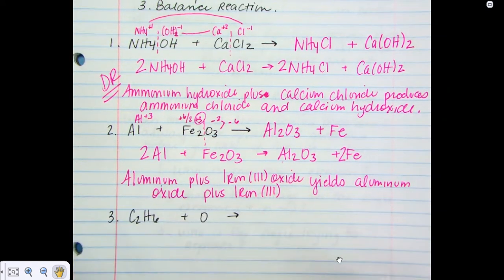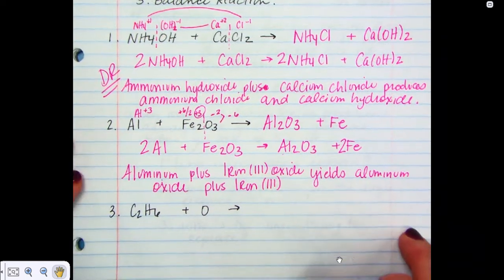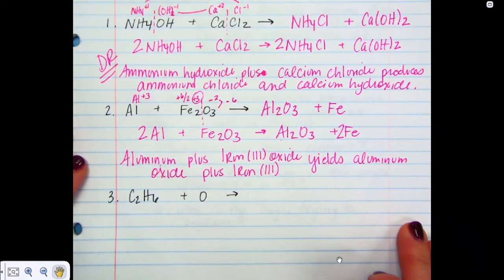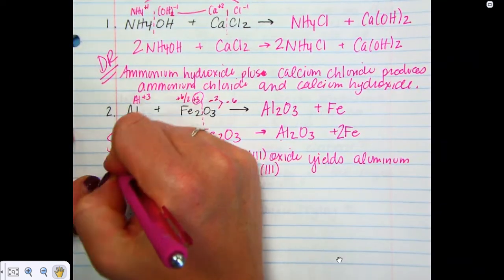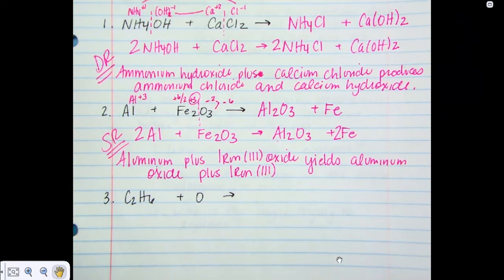All right, last one. Dun, dun, dun. Of course, it's combustion. Daggone, this is single replacement. Slipping. Okay, of course this has to be combustion. I got to give you an example of combustion. So, first thing I need to do is I need to recognize this is in fact combustion.